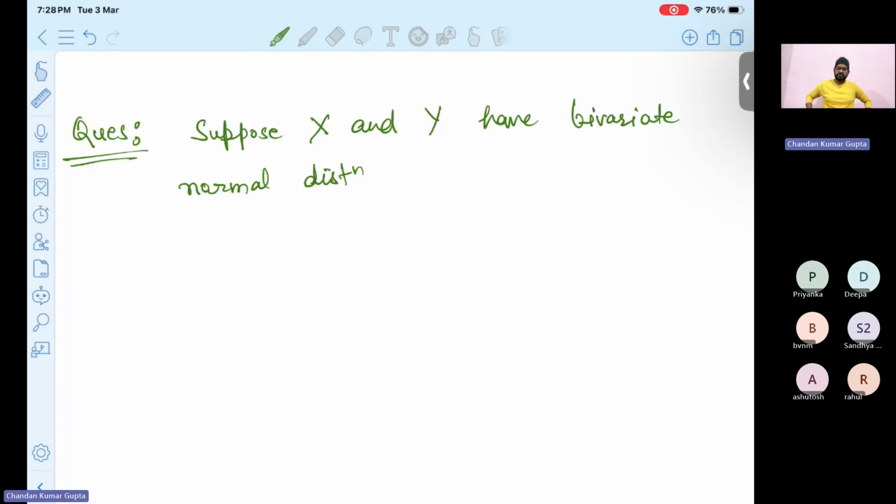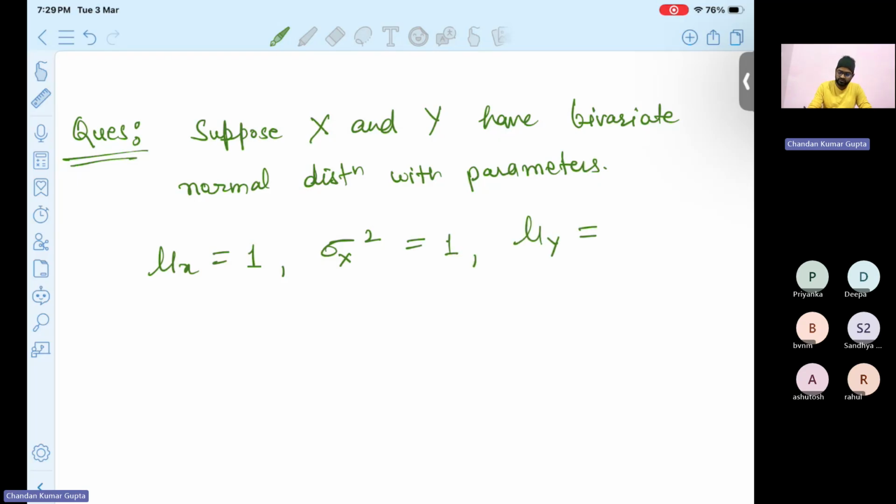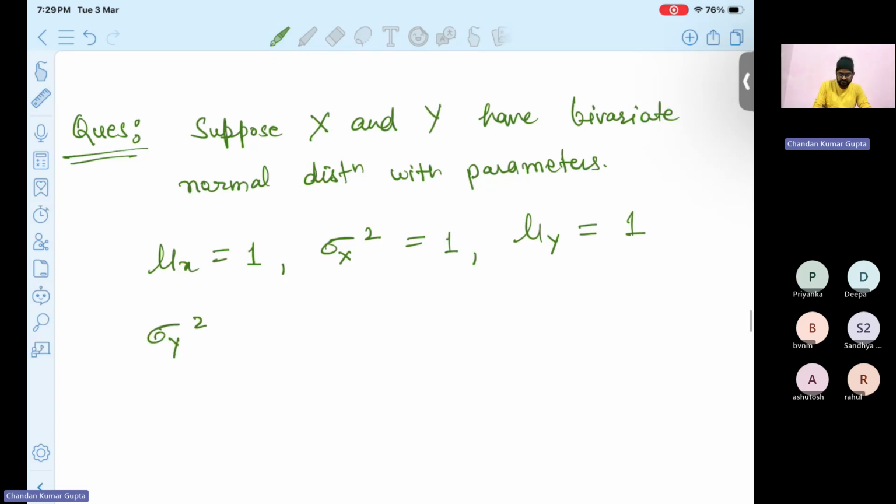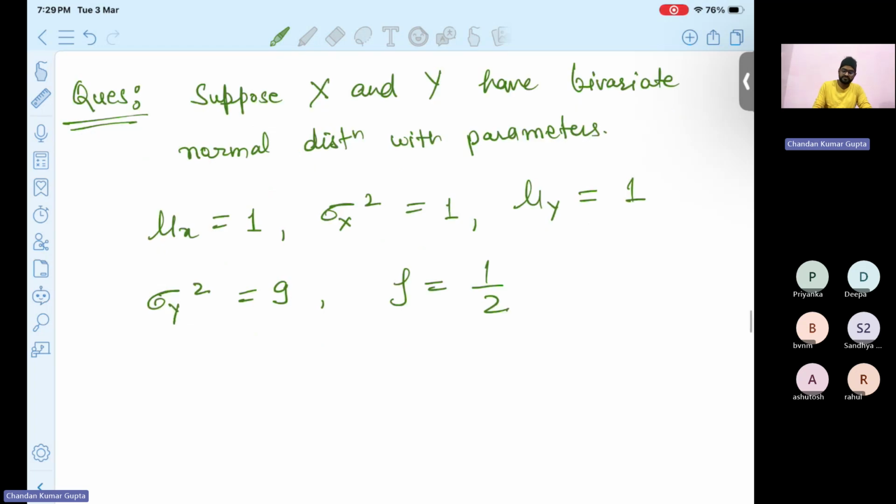Bivariate normal distribution, with parameters: mu x equal to 1, sigma x square equal to 1, mu y equal to 1, sigma y square equal to 9, and rho, the correlation coefficient, comes out to be half.